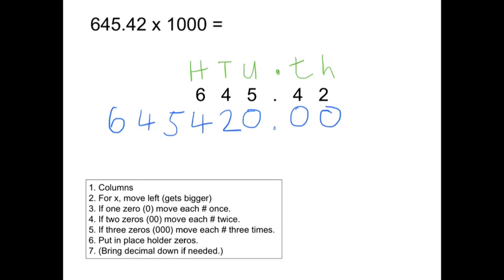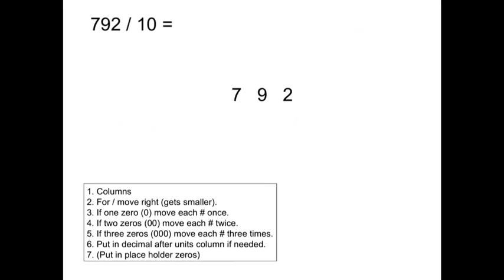So my answer is 645,420.00. Now, we're going to do 792 divided by 10. This one is very much the same as multiplying, but we move each of the numbers to the right because they're going to get smaller. Again, the zeros matter in the number. Here it's a 10, so we're only going to move it once to the right.